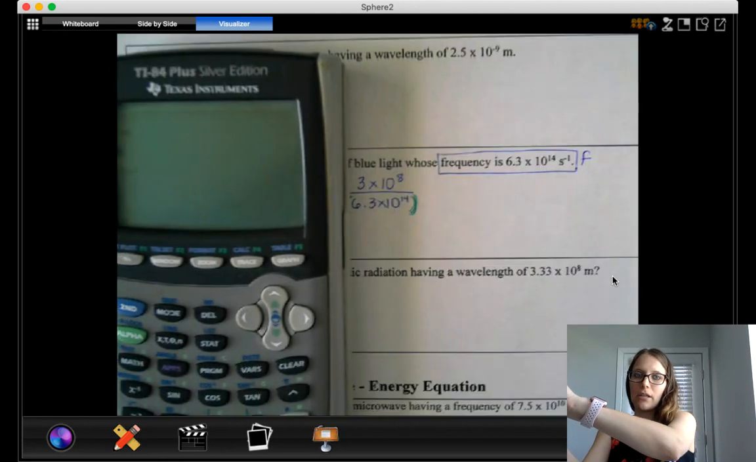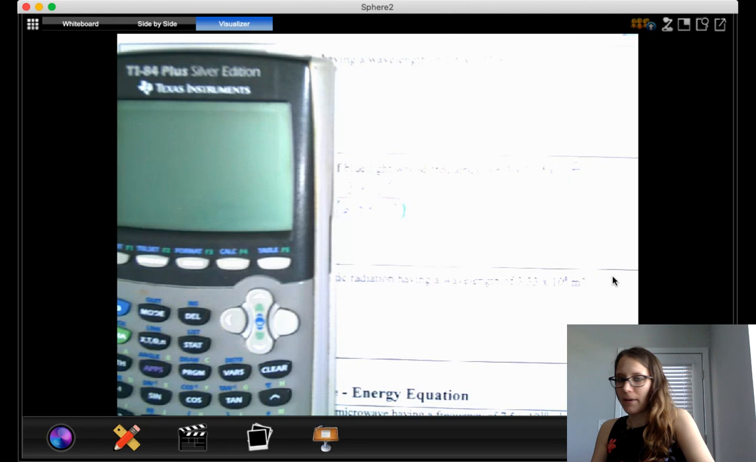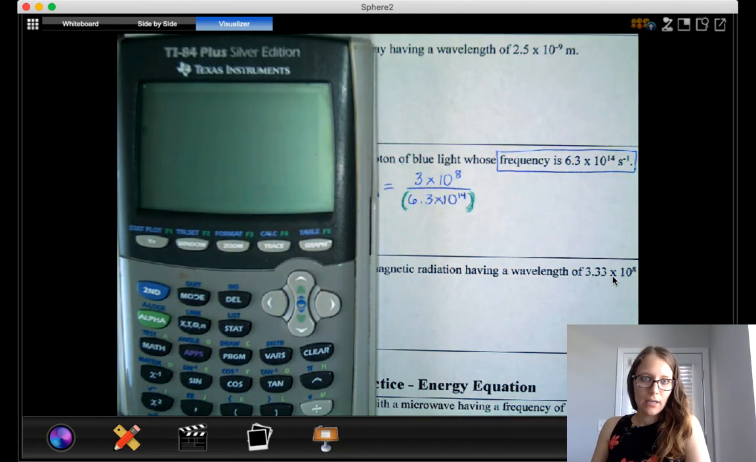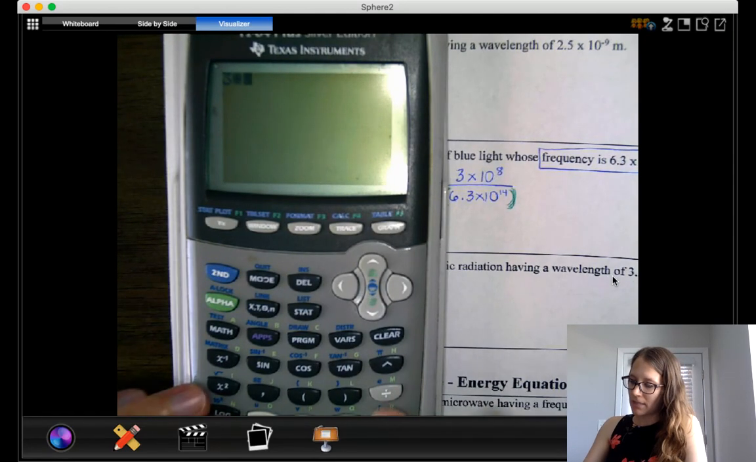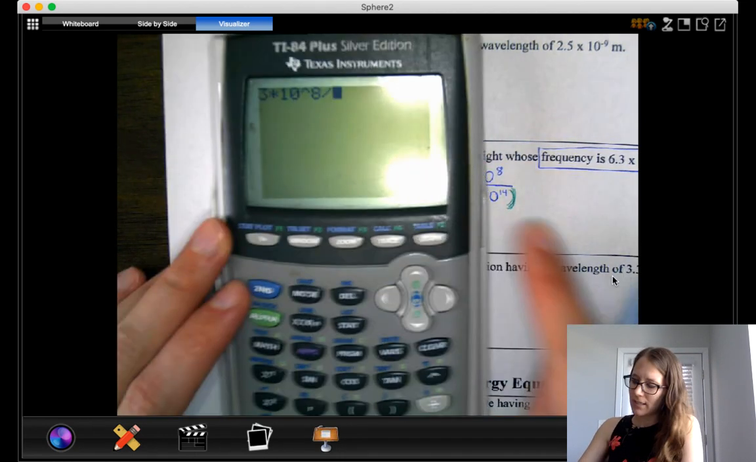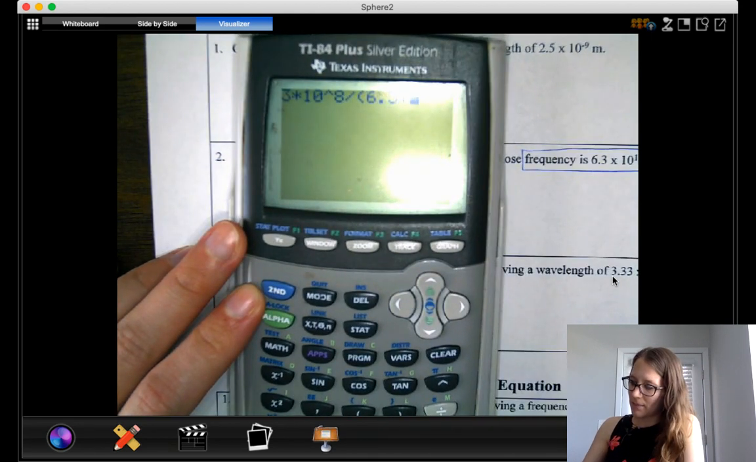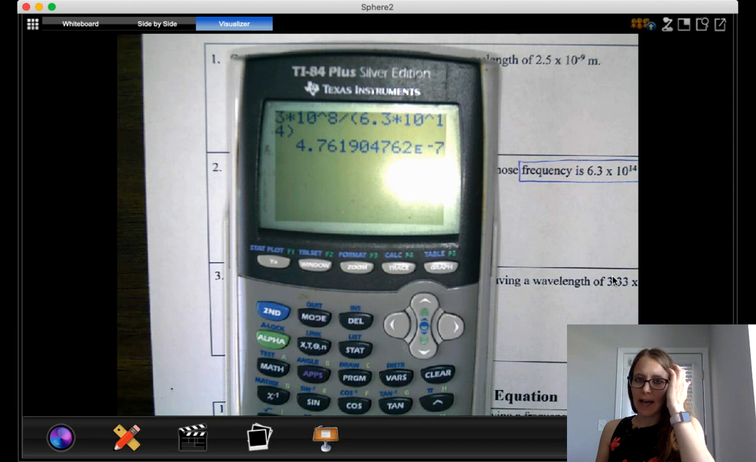The light turned on here again. Come on, light. There we go. All right, so 3 times 10 to the 8th, and then divided by what's on the bottom here, written in parentheses. So in parentheses, 6.3 times 10 raised to the power of 14. Got a lot of glare on there. Okay, so once I have that written, I can click enter.